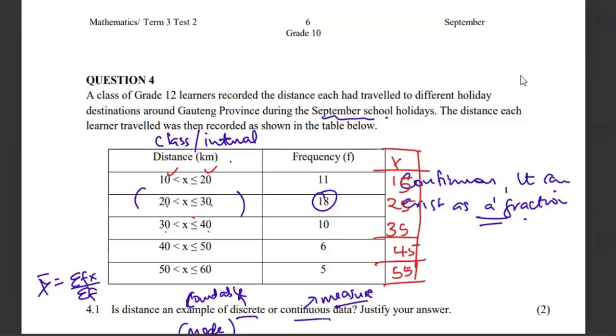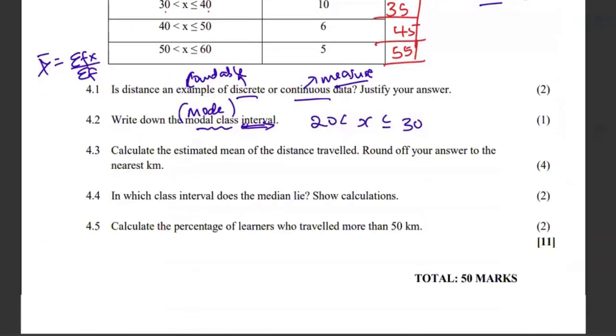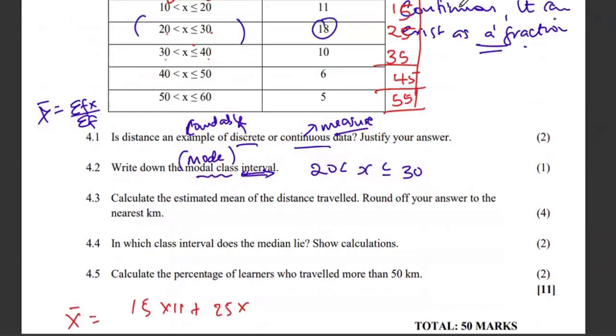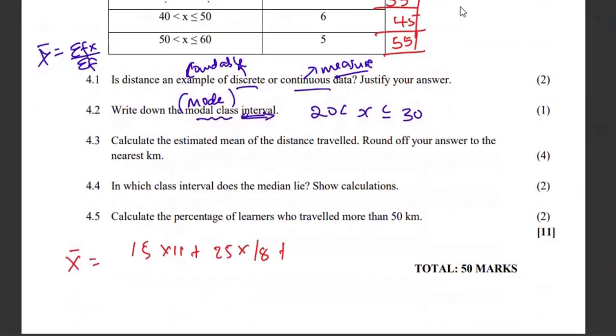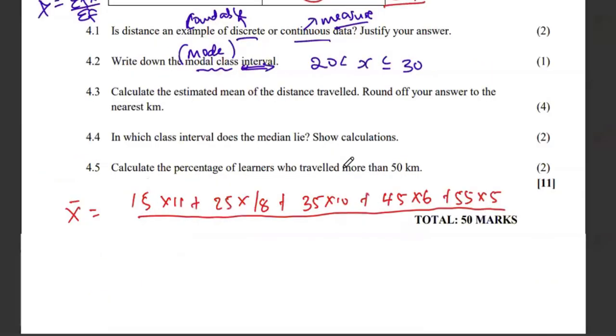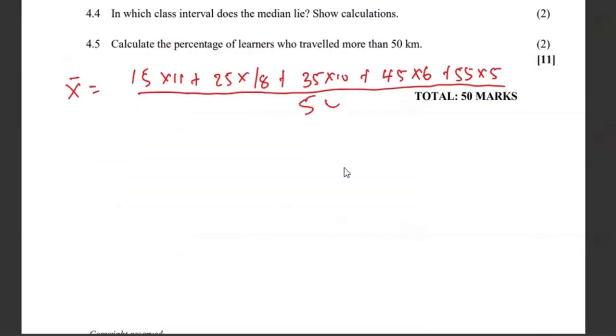And then we shall have to do the multiplication of this column and that column, and then we get the answers, add them together, and get our results. So instead of doing that, I'll just simply punch everything at once. So I'm going to have 15 times 11 plus 25 times 18, plus 35 times 10, plus 45 times 6, and then 55 times 5. The total I get, I'm going to divide by how many learners we have all together. So this gives me 50 learners.